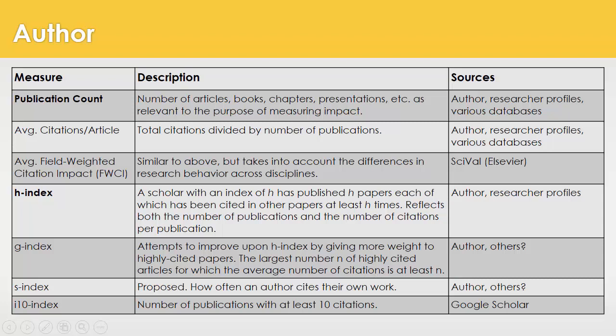Some metrics used on the author level are very straightforward, like publication count and average citations per article. Others are more complicated. For example, the average field-weighted citation impact indicates how the number of citations received by a researcher's publications compares with the average number of citations received by all other similar publications indexed in a specific database called Scopus. SciVal is the commercial product that works with Scopus, and it is intended to show research performance and comparison to peers, so it's very database specific.